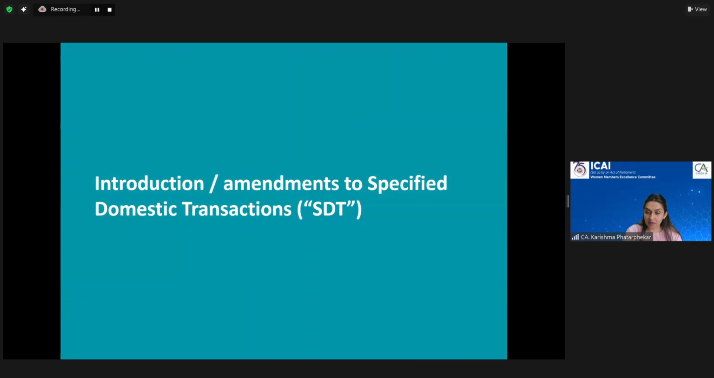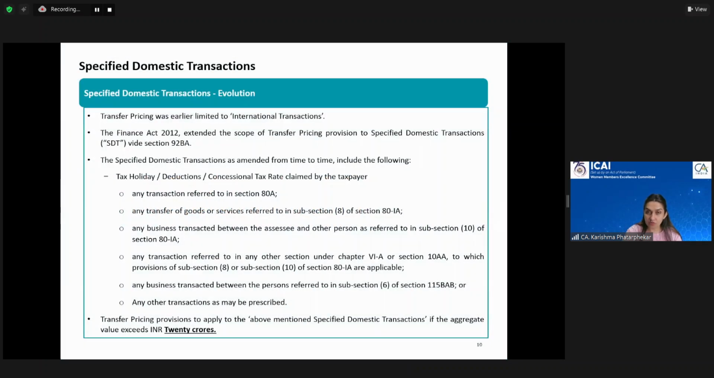Then came an era where in 2012, after almost 12 years, they also introduced domestic transfer pricing. Transfer pricing, as we all understood till now, was for cross-border transactions. The cross-border transactions obviously involve tax, profit shifting outside, and therefore some kind of tax planning.